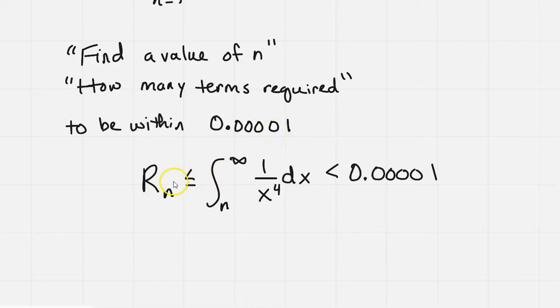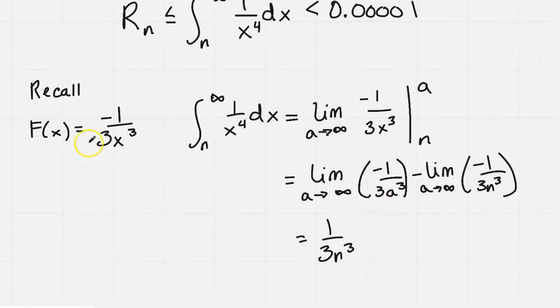And we're going to use that remainder estimate, the right-hand portion. R sub n is less than or equal to the integral from n to infinity of 1 over x to the 4th dx. And we want that to be less than 0.00001. So we're going to use some information we already discovered. In completing this improper integral from n to infinity of 1 over x to the 4th dx, I bring in the fact that I know the antiderivative is negative 1 over 3x cubed, and I find the limit as a goes to infinity, where the bounds are n to a.